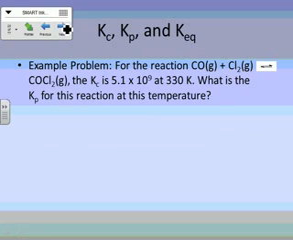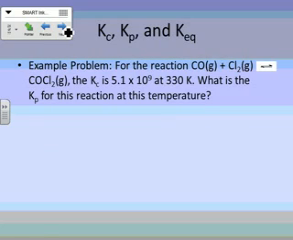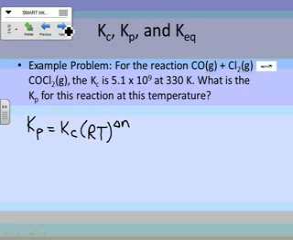And so here's an example of this. We've got this reaction, CO plus Cl2 yields COCl2, and the Kc for that is 5.1 times 10 to the 9th at 330 Kelvin. We want to know what's the Kp for the reaction at this temperature. So again, I'm going to come back to this equation. Kp equals Kc times RT to the power of delta N.